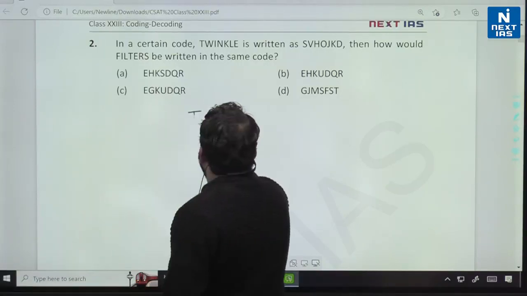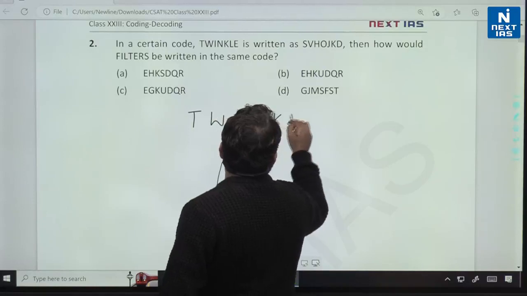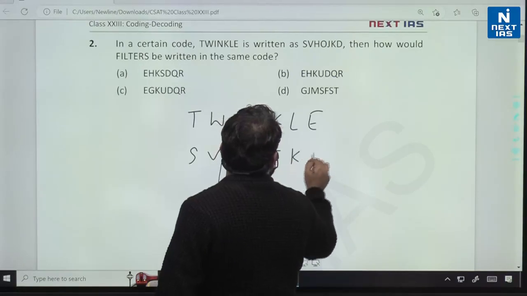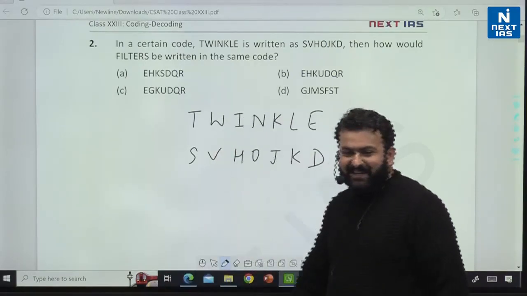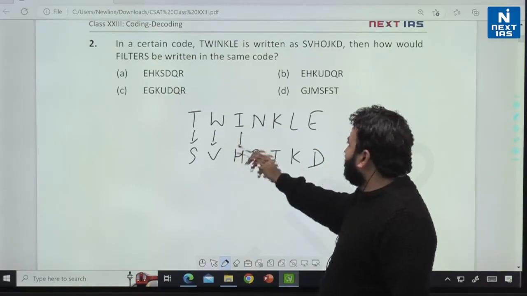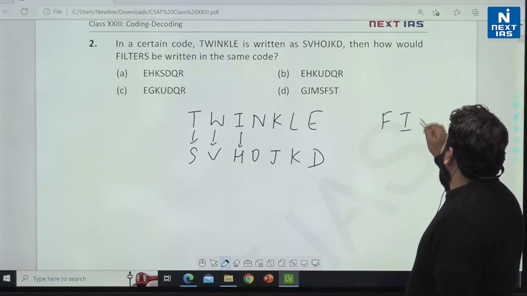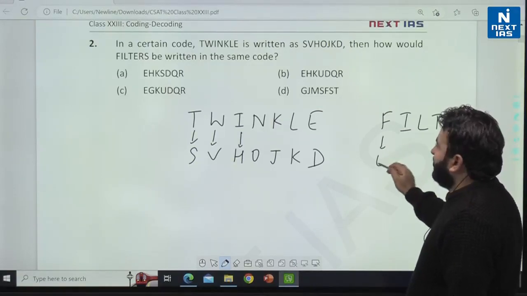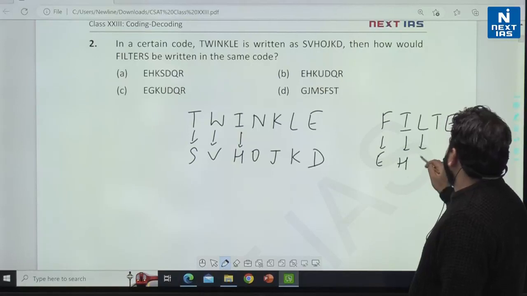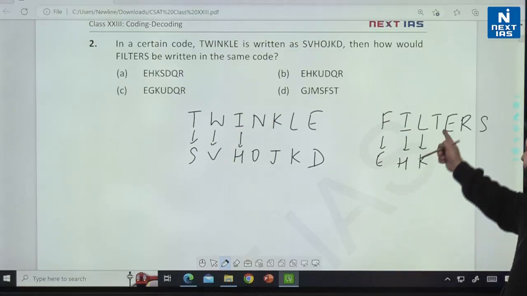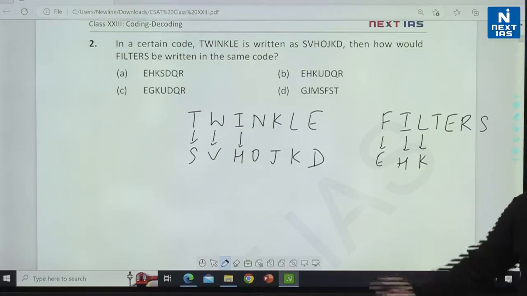Here, twinkle is coded as SVHOJKD. See, T is replaced by S, W is replaced by V, I is replaced by H. You immediately wrote filters; how will filters be written? You coded F as E, H, K, and those of you who marked option A, most of you got option A. What did you do at the place of T? S. Again, look carefully.